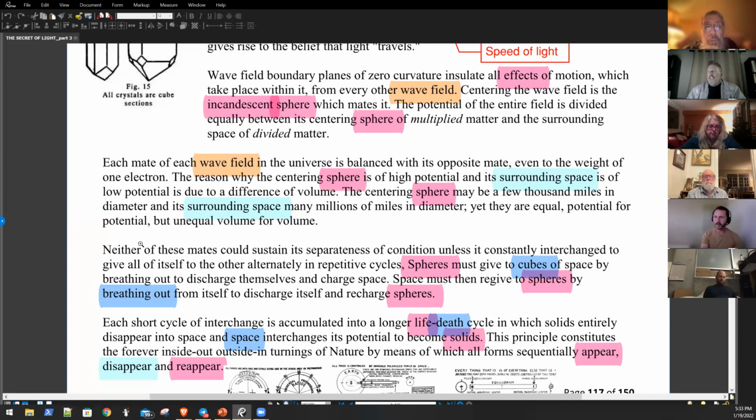Neither of these mates could sustain its separateness of a condition unless it constantly interchanged to give all of itself to the other alternately in respective cycles. So again, we have the juxtaposition, and some people call it positive and negative, but really what they're trying to say is they're both the same but opposite charge. So positive and positive, but in separate directions.